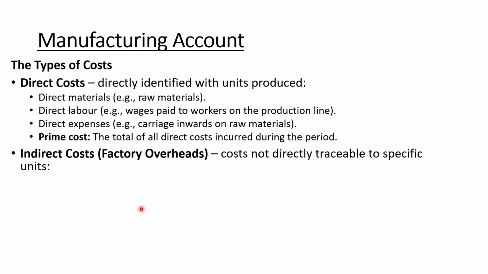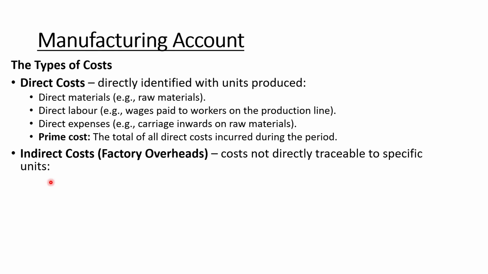Then there are also indirect costs. Indirect costs are costs that are always there, but they don't deal directly with the manufacturing process, such as factory overheads. These costs are not directly traceable to specific units. You cannot say, for example, that if electricity was used for the workers to see properly when they were making the chairs, this is the amount of electricity that was used on this chair.